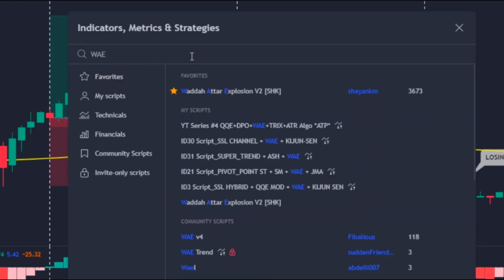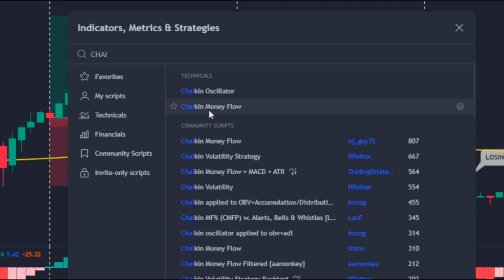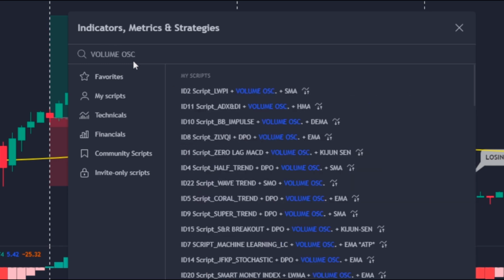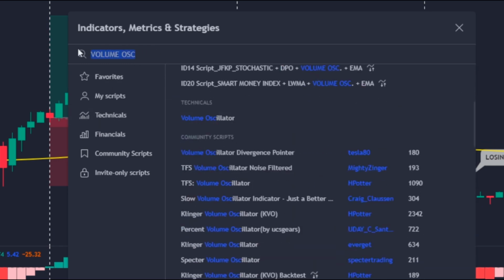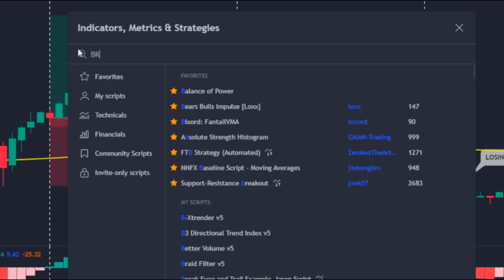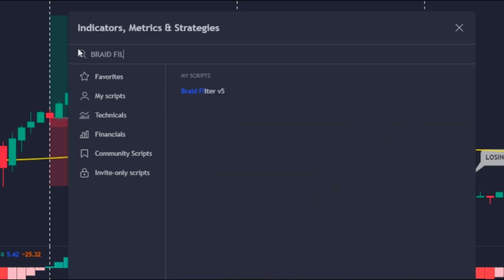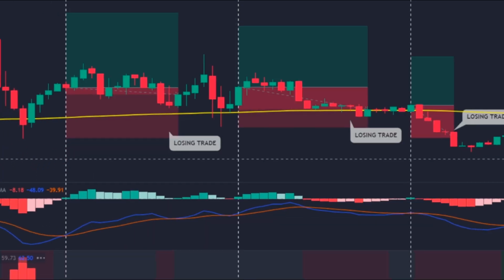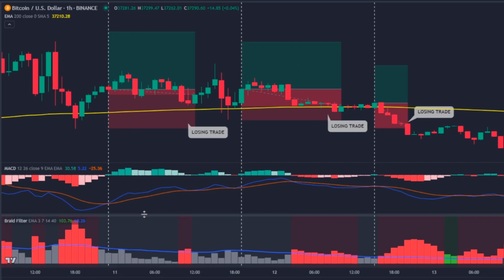There are a lot of good indicators with this function, like the Quadrature explosion, the Chaikin money flow, the volume oscillator, among others. But today I'm going to share with you a new one that you probably don't know about and that works perfectly on this MACD strategy, which is called Breadth Filter. As you can see, there are some custom ones you can use, but in my case I will use my own custom Breadth Filter, which I recoded using the most recent version of TradingView.